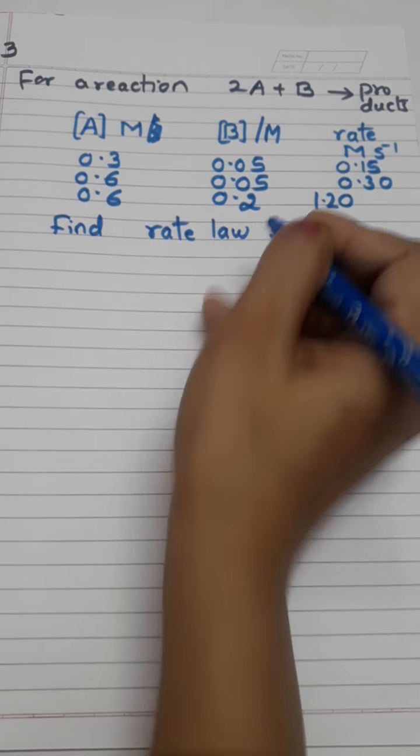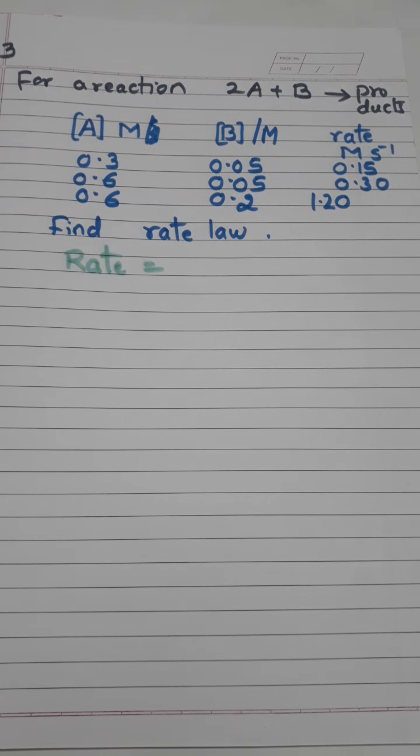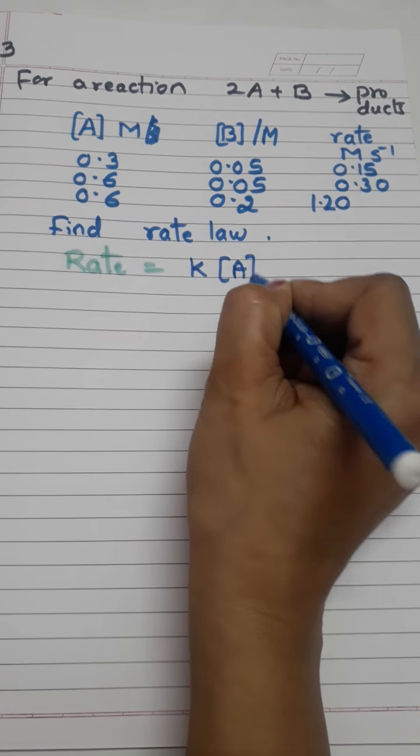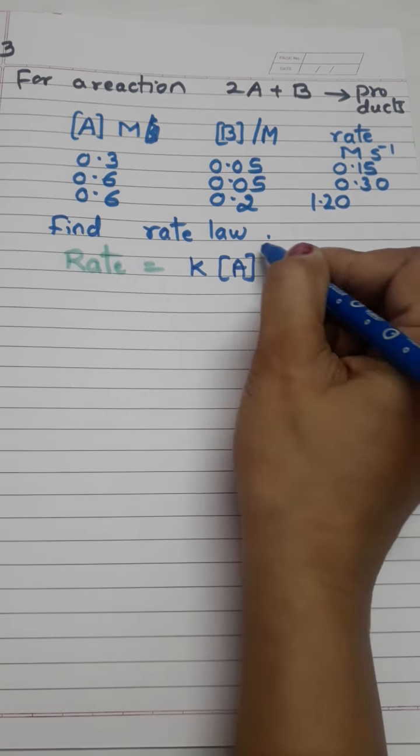Now when the question is to find out the rate law, it means they are asking that if you write rate is equal to K [A] raised to x [B] raised to y, then they are actually asking what is the value of x and y. So in order to find out the value of x and y, we begin our numerical as follows.